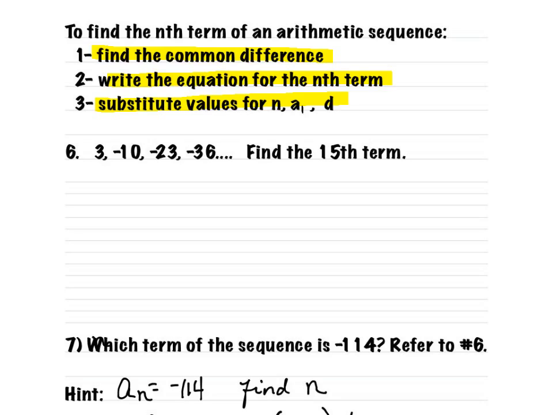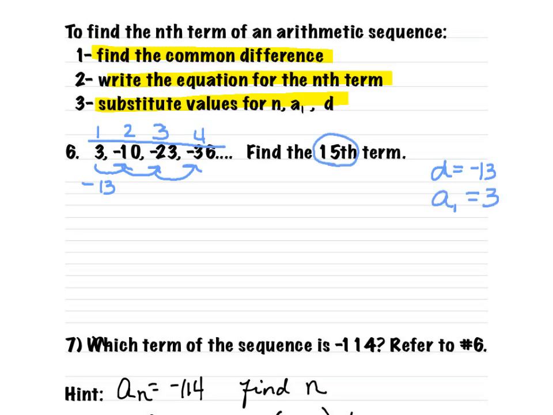Okay. First thing I want you to note is that there is a common difference here of negative 13. So I know that d, the common difference, is negative 13. This is my sequence. I can number my terms as follows. This is the first term, the second term, the third term, the fourth term. So my first term is 3. Okay, and because I'm asked to find the 15th term, n is 15.